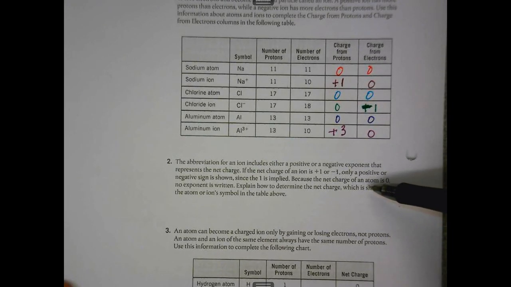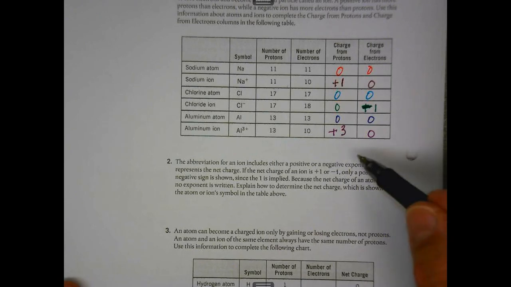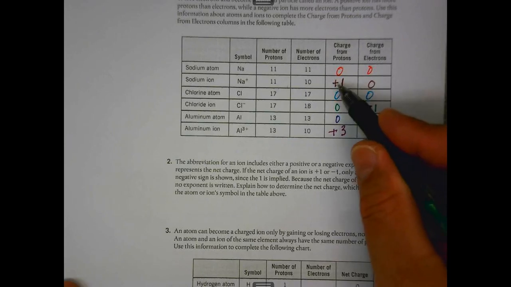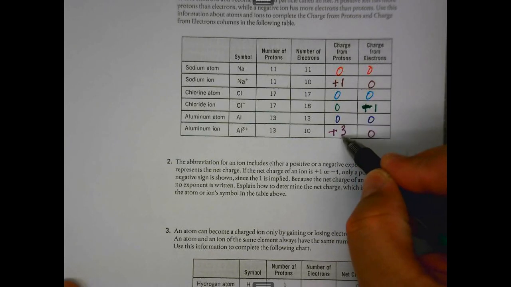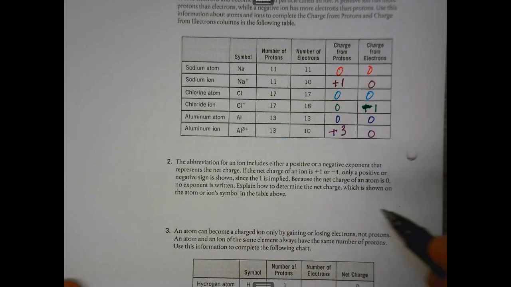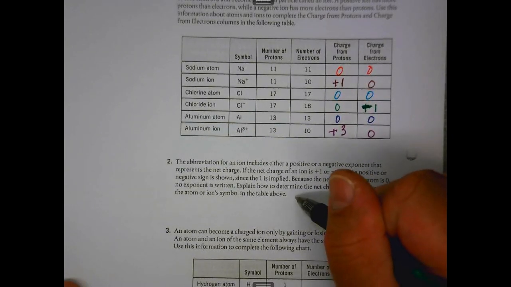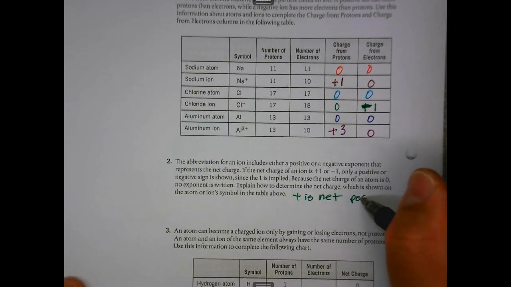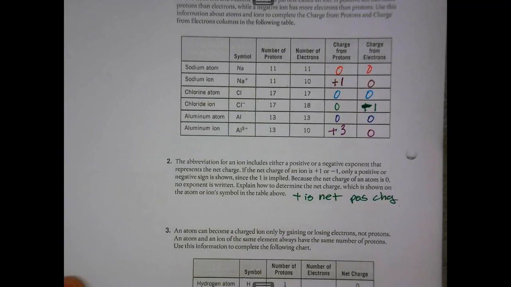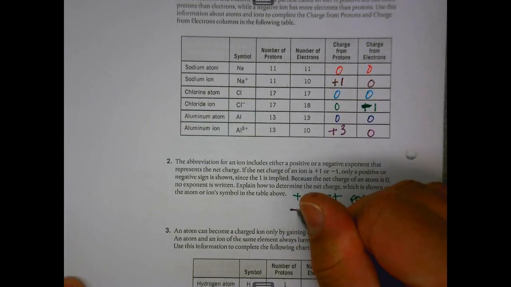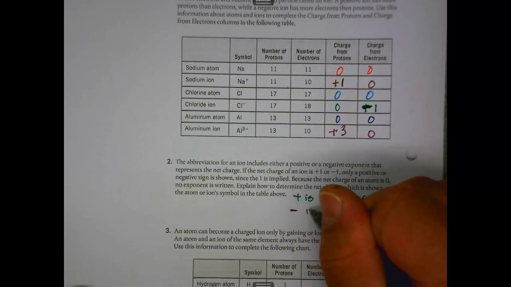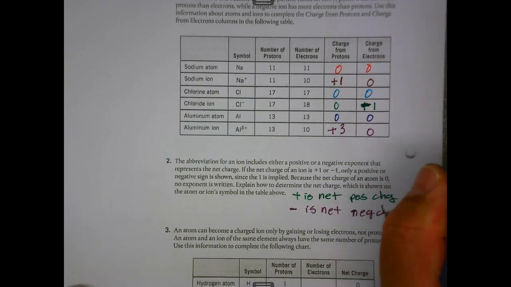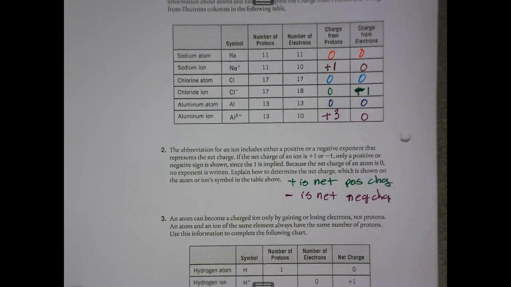Well, they just told us what the net charge is. So for the sodium, it depends if it has a +1. Whatever has a plus is a net positive charge, while the negative sign is going to be a net negative charge. So again, I'm assuming that's what they wanted us to do there.